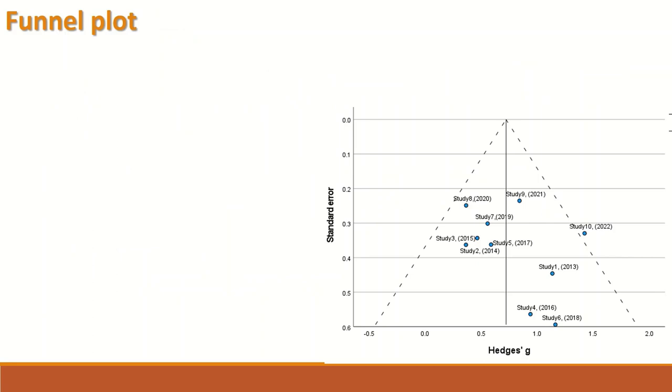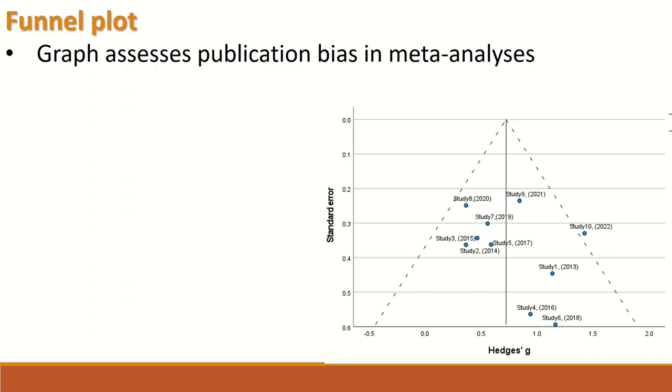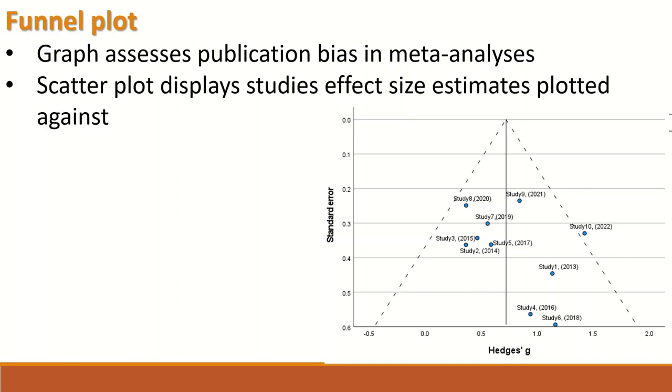So this is the shape of the funnel plot that can be produced post meta-analysis. As shown here, it is a scatter plot with an x-axis that has the effect sizes on it, and on the y-axis is the precision or the standard error. So this graph is in the shape of an inverted funnel, and it will allow visual inspection of the distribution of these small dots under the funnel. So the graph will assess publication bias in meta-analysis.